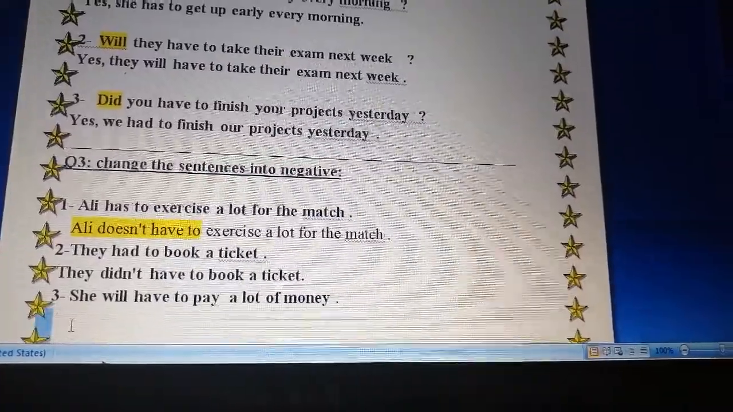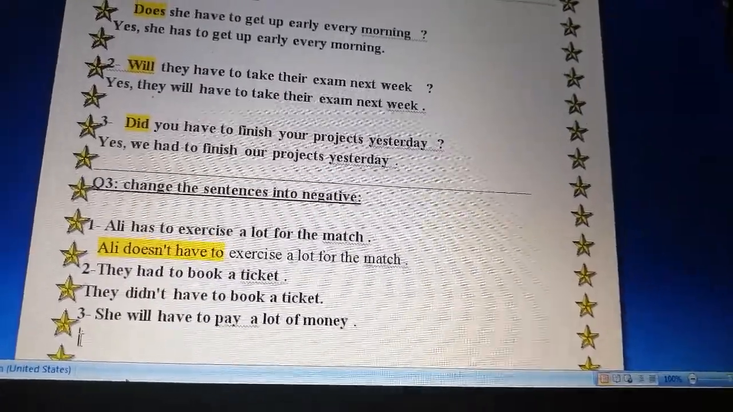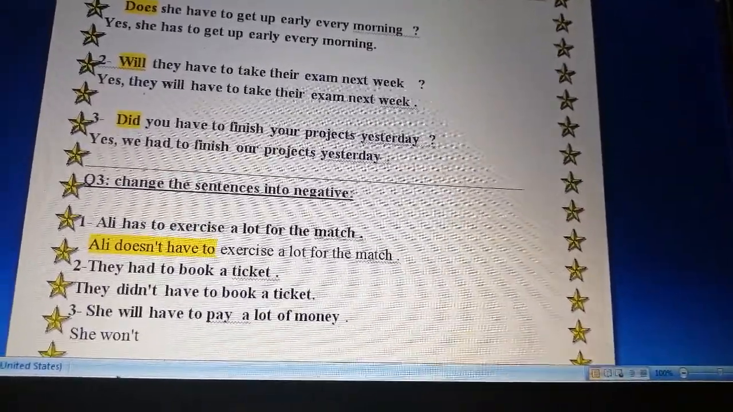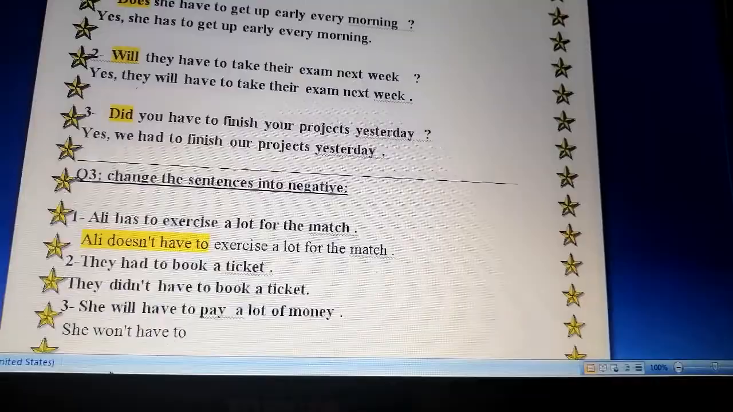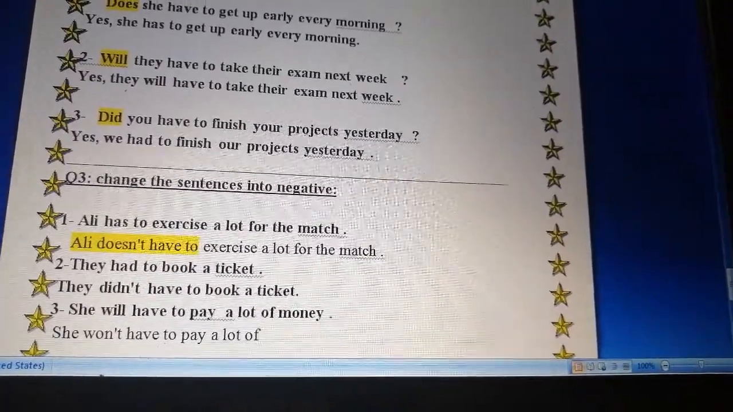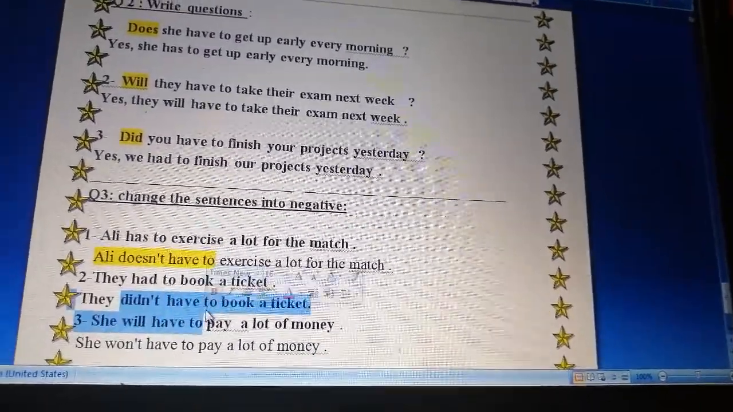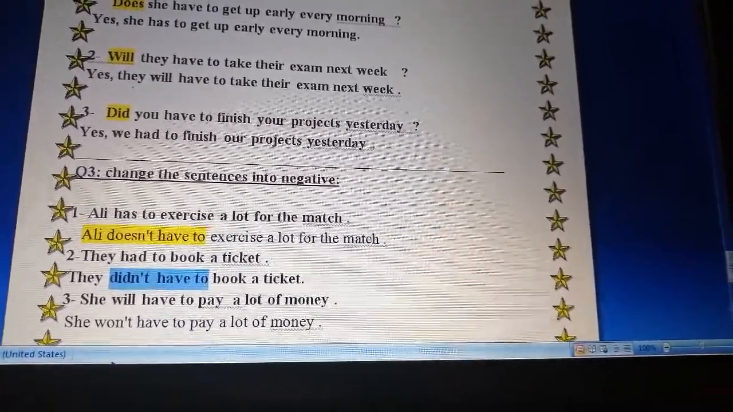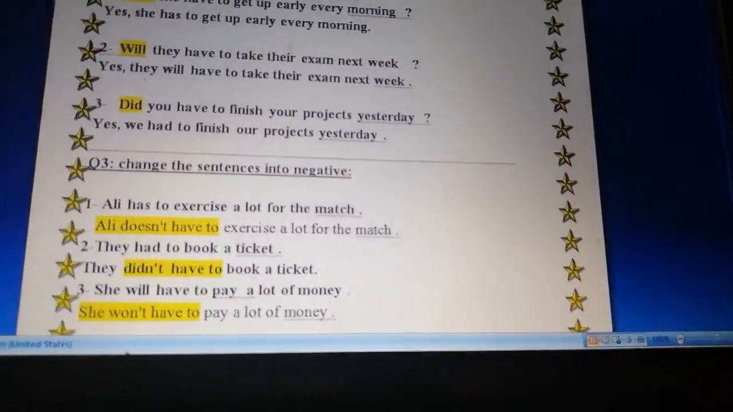That's it. Let's see the last one. She will have to pay a lot of money. We want to make it negative. Of course, I keep the subject and will. What is the negative? Either I write will not or I write won't, the long form or the short form. She won't have to, will, verb infinitive, a lot of money. Okay, so here, didn't have is for what? For the past. We use didn't for the past, and we use won't have for the future. We put them after the subject.